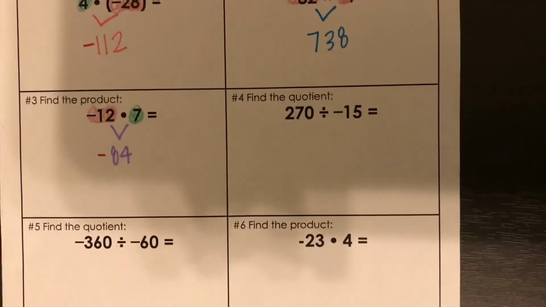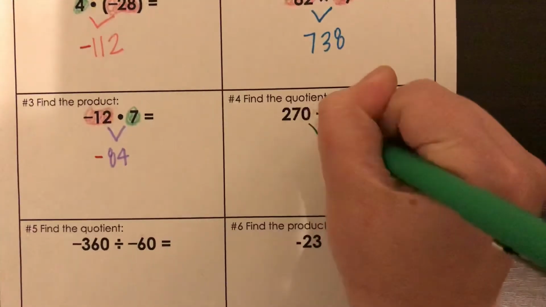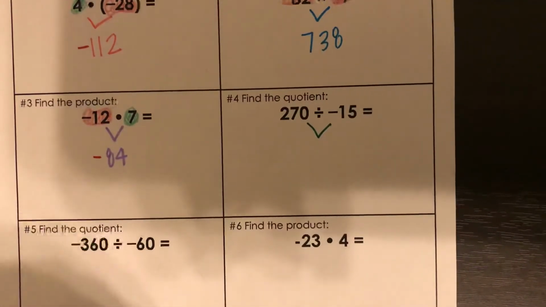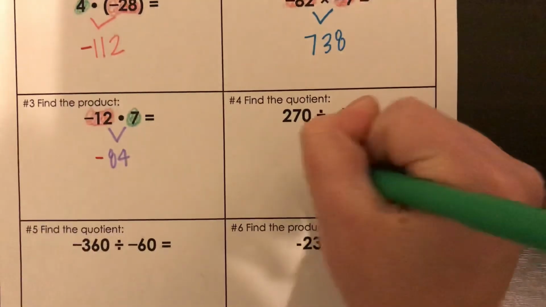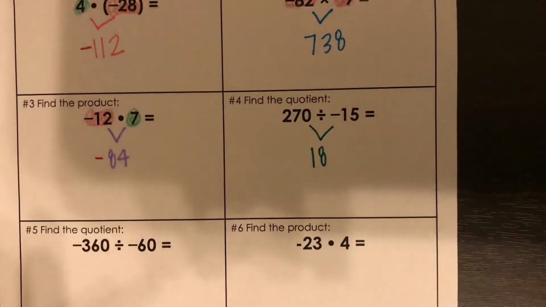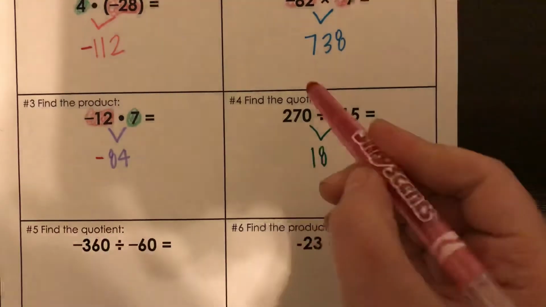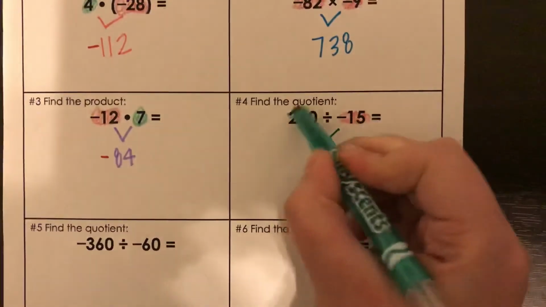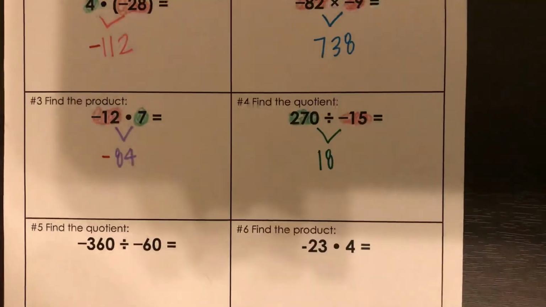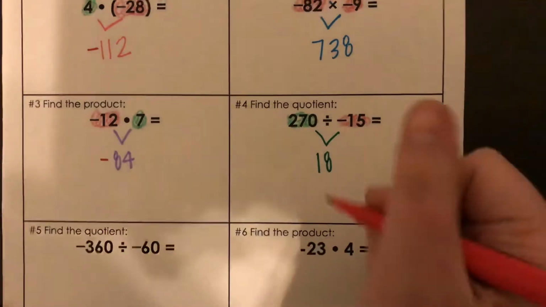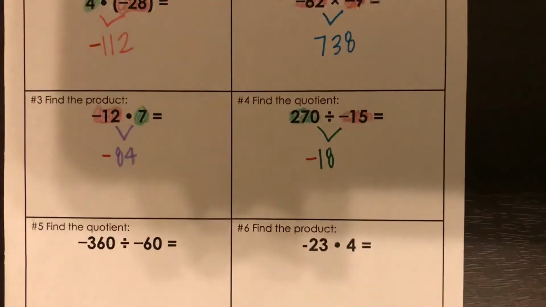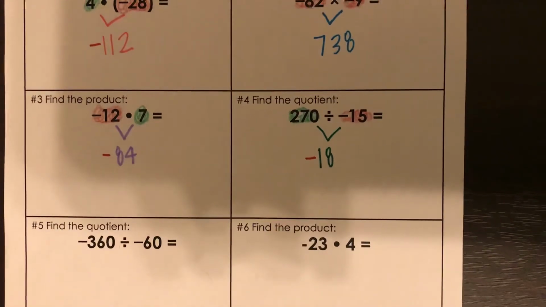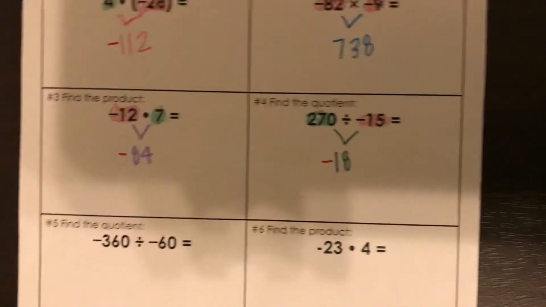All right, now we're moving on to a division problem. First, once again, I'm going to do the division without paying attention to signs. I'm going to do 270 divided by 15. When you do that, you're going to find out that the answer is 18. Once again, I'm going to look at my signs. I have a negative 15 and a positive 270. Since both are different signs, my answer is going to be negative 18. So 270 divided by negative 15 gives me negative 18.